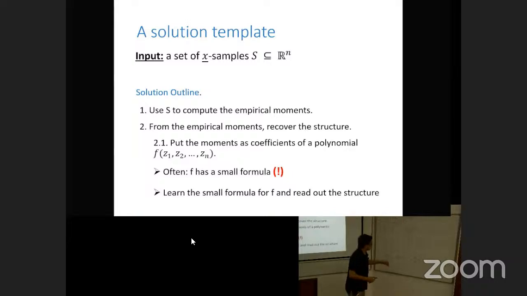So this polynomial, from the data S, which is a collection of points, a finite set of points, I can write down the polynomial. Now, I will explain in a moment what I mean by a small formula. So I have to find the small formula for this polynomial. This is what I want to do.